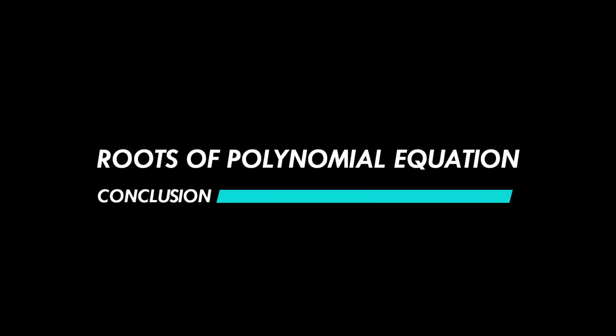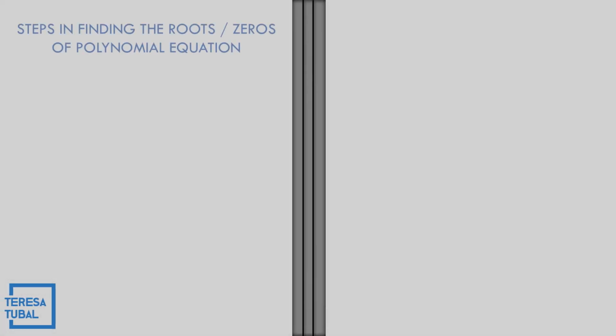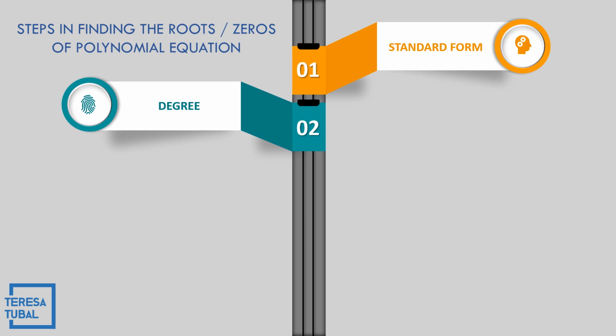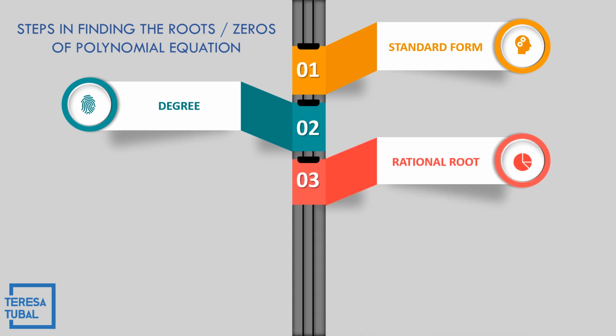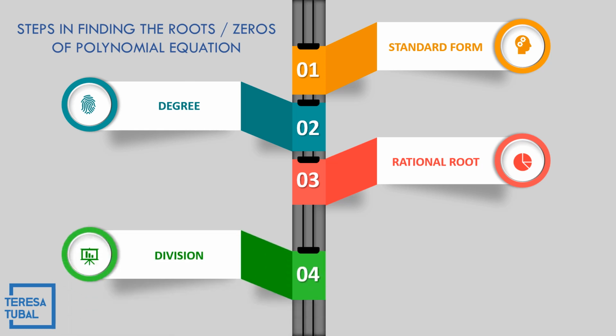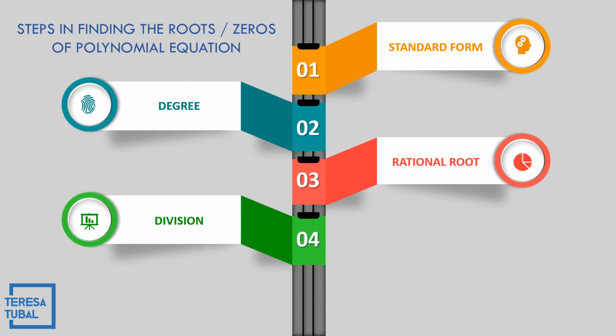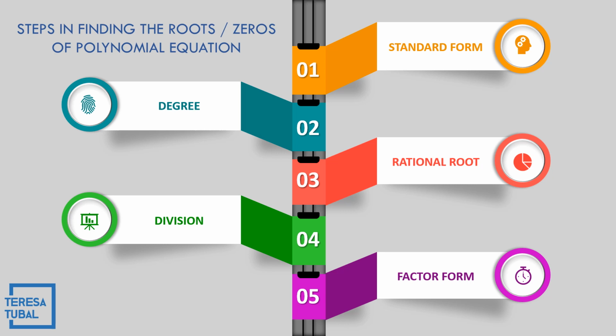What you have learned about the roots of polynomial equation using synthetic division. What are the different steps in finding the roots of the polynomial equation? First step, arrange in standard form. Second, identify the degree of the polynomial. Third, find the possible factors using rational root theorem. Fourth step, let us divide using synthetic division. And then the last step, factored form. And then we can identify the zeros or the roots of the polynomial equation.